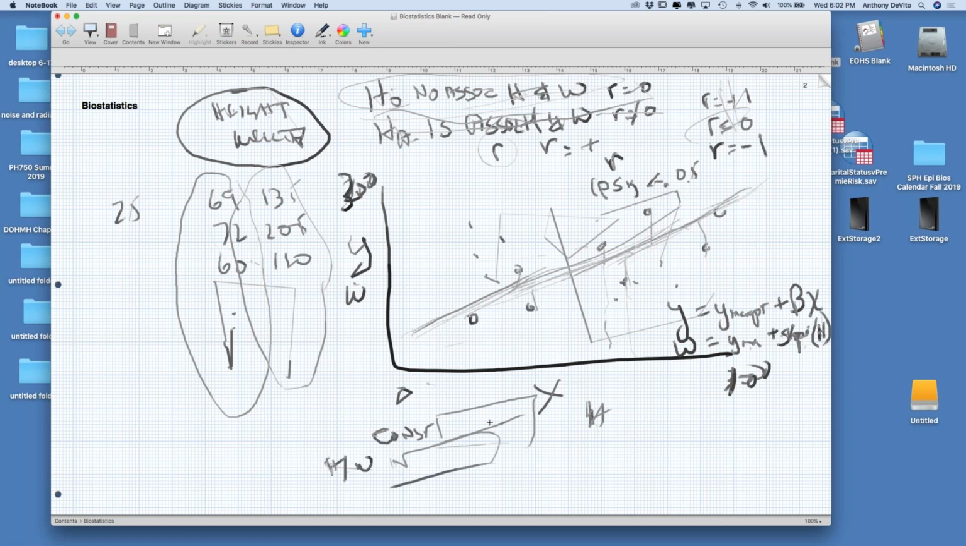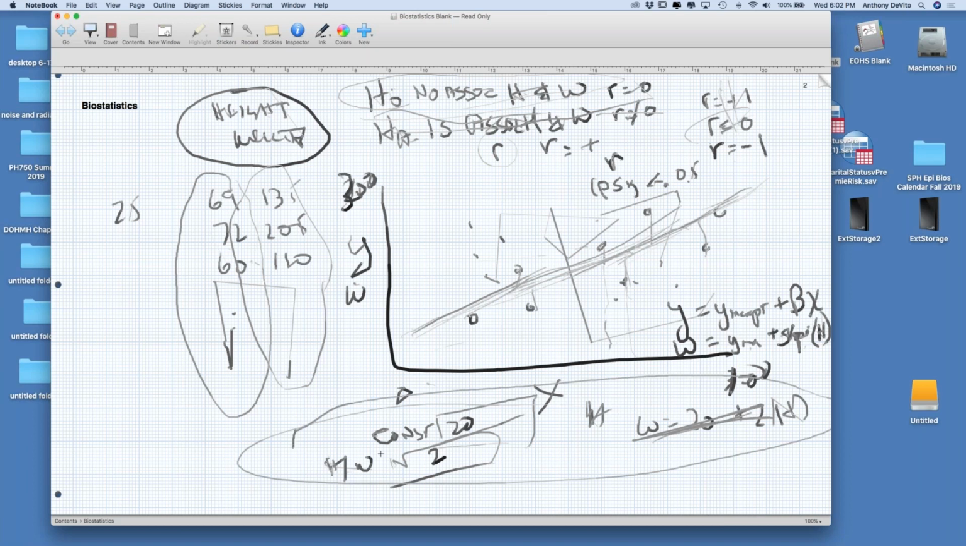So if the y-intercept is 20 and the slope is 2, then we could say that the weight is equal to 20 plus the slope, which is 2, times the person's height. Now, I'm just making that up, so it's not really that number. I'm going to do an example of this in a moment. So when we do this for correlation, we're looking for this relationship.